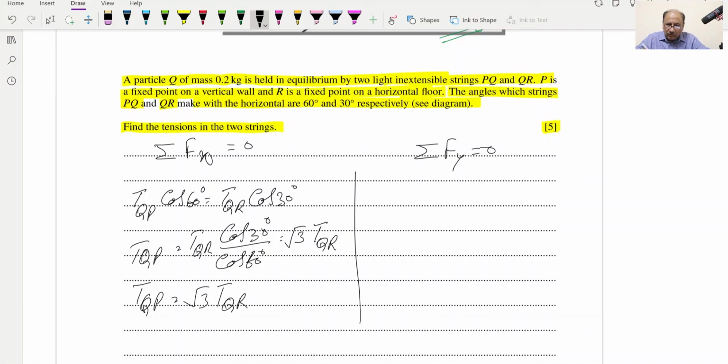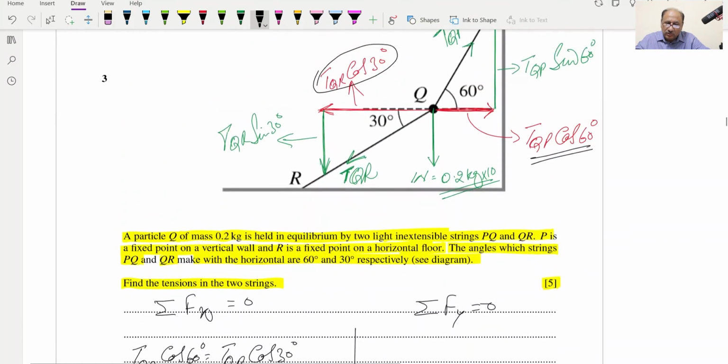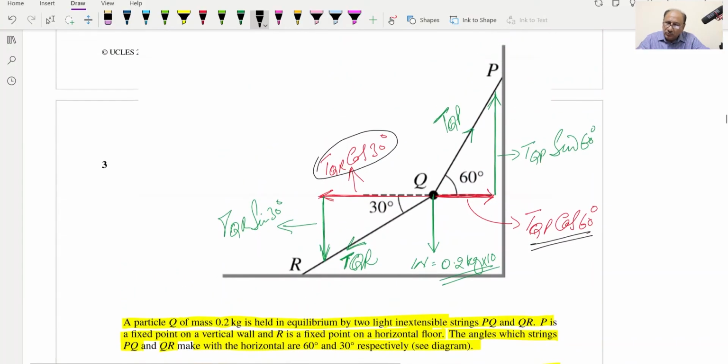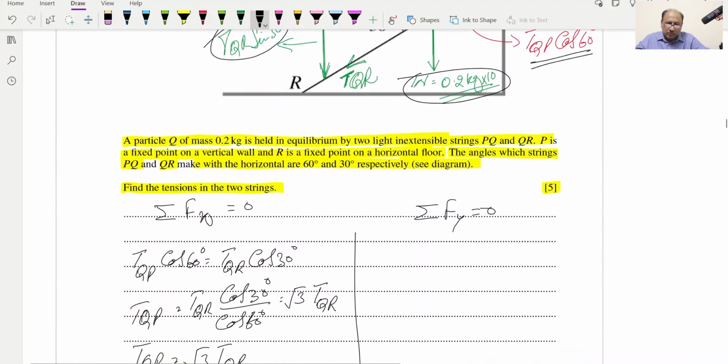Now, when we resolve the y component, what is it? The upward force will be equal to the downward force. Downward will be the weight, plus the y component of TQR, which is TQR sine of 30. So our equation will be TQR sine of 60 degree is equal to weight plus TQR sine of 30 degree. This will be our relation.